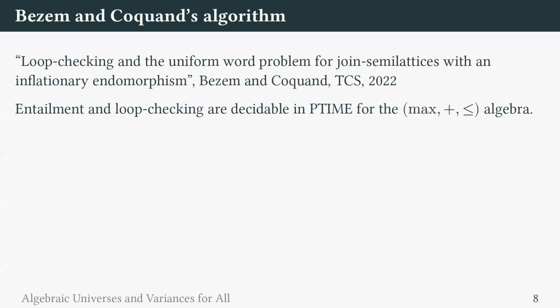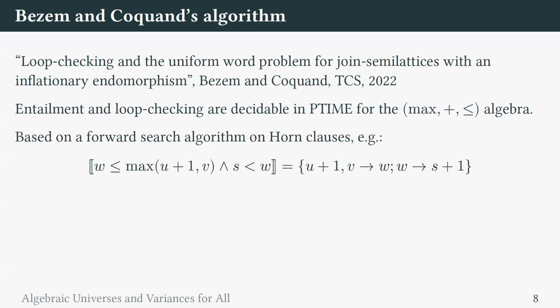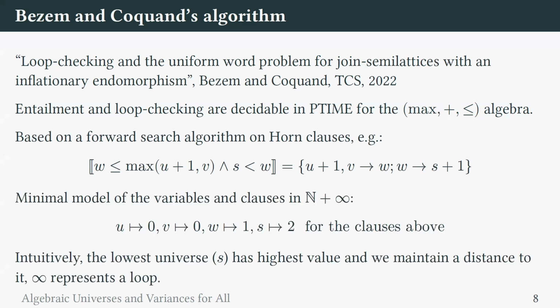to actually write a low-kernel program that is part of the Rocq kernel now, or that will be part of the Rocq kernel, that does loop checking and entailment checking based on these ideas. I won't have time to enter much into the details, but basically the idea is to encode constraints into a set of Horn clauses and maintain a model of the variables in the natural numbers plus infinity, where infinity will actually denote a loop, a level that should grow infinitely often.